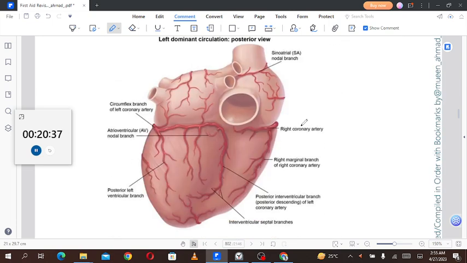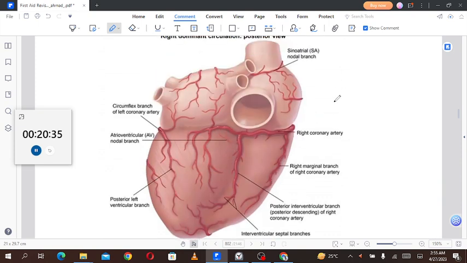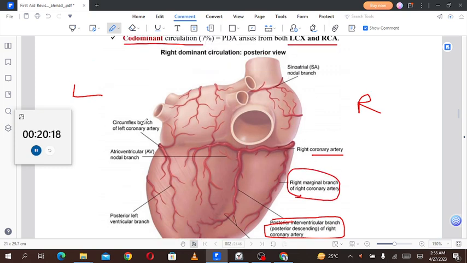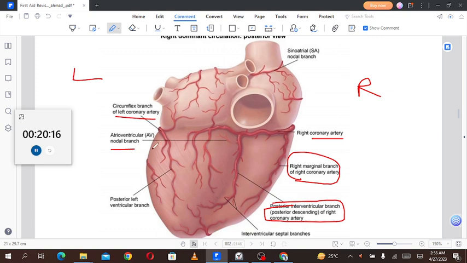So these are the UWorld pictures. We have seen all of these things. This is the posterior view. So posteriorly, this is the right side and this is the left side. Here you can see the right coronary artery giving rise to the posterior interventricular branch, the posterior descending artery, coming out of the right coronary artery. Then we have the right marginal branch over here. Then there is the nodal branch, then the circumflex branch of the left coronary artery, the atrioventricular nodal branch, and the posterior left ventricular branch.